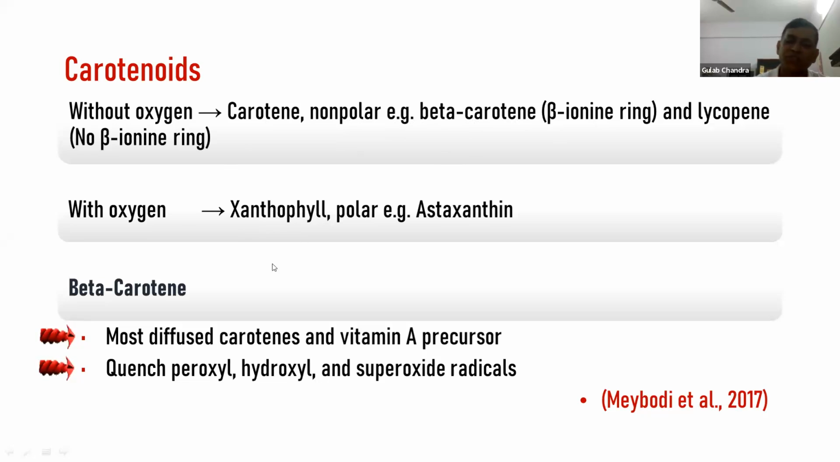Beta carotene is the most widespread carotene, and it acts as a precursor for vitamin A. It hunts peroxyl, hydroxyl, and superoxide radicals. This is very important, and it may be supplemented through the diet because it is not synthesized in the goat's body.